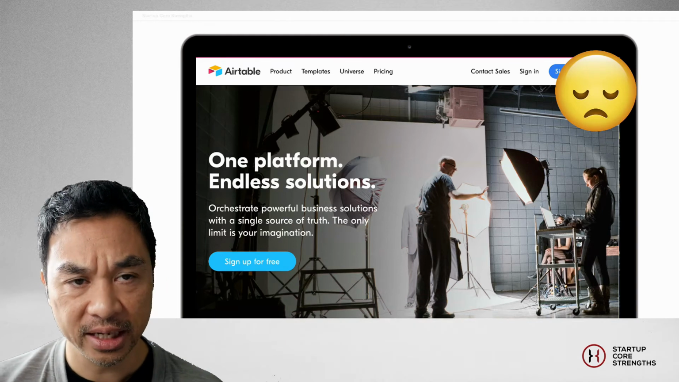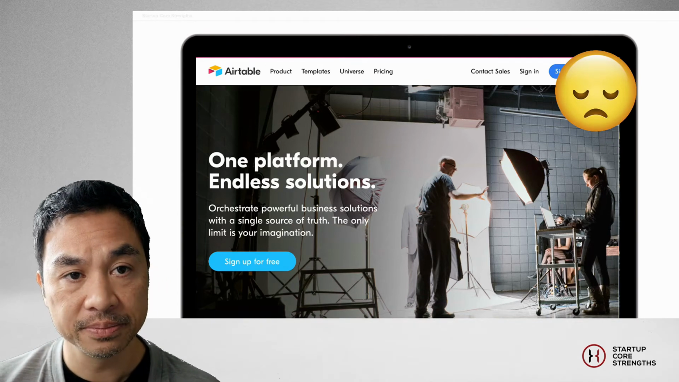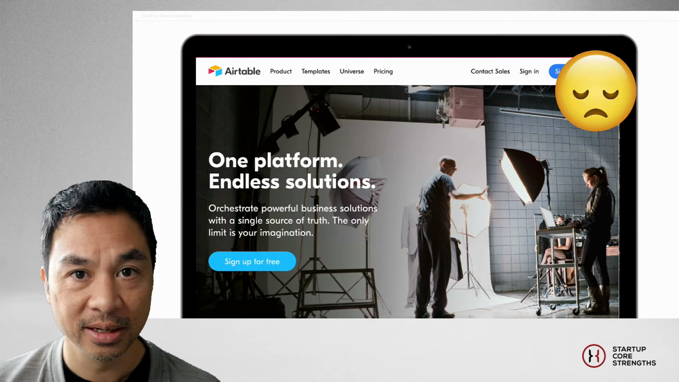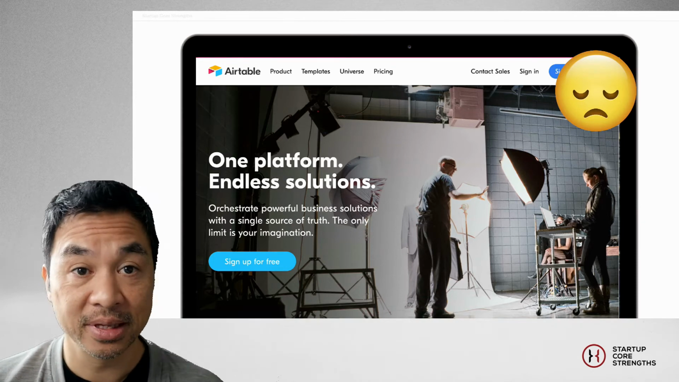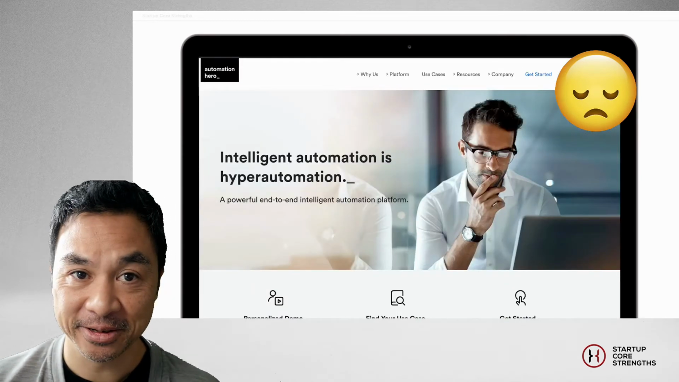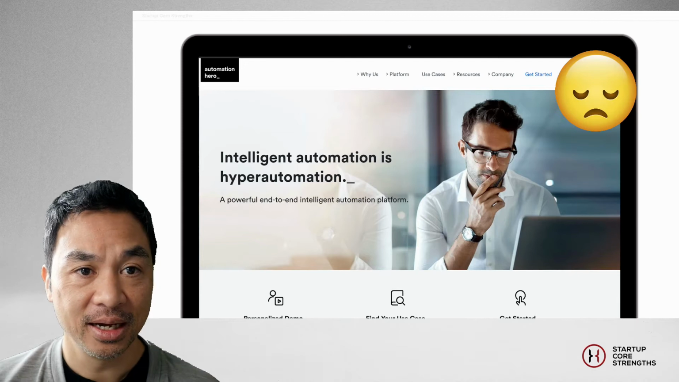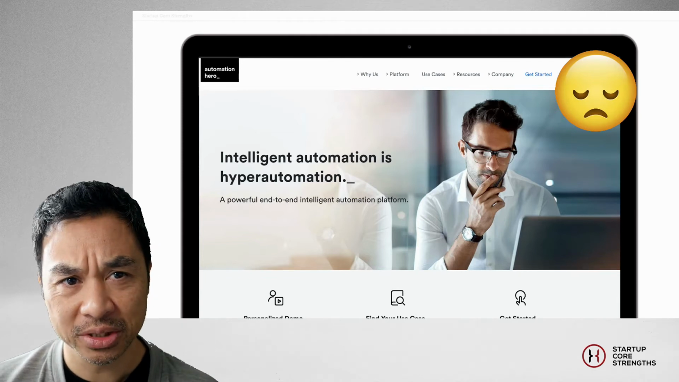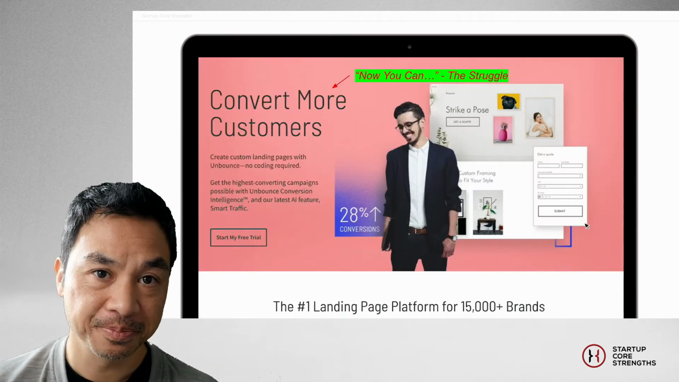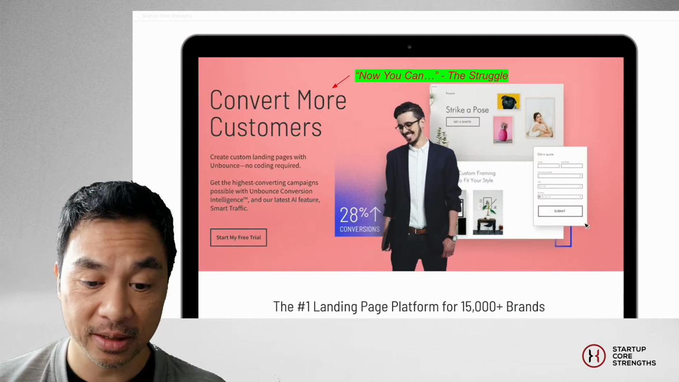And this is from Airtable. Okay, now you can, one platform, endless solutions. To this day, I know they're super popular, but I still don't know what they do. Let's take a look at another bad example. Now you can, intelligent automation is hyper automation. Intelligent automation is hyper automation. No clue. Next.